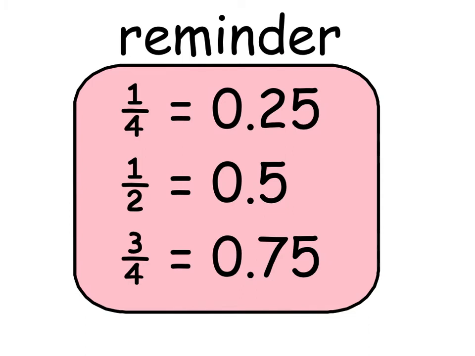Before we start, I just want to remind you of these common decimals, and you should know these. You should know that a quarter is 25%, 0.25 as a decimal. A half is 0.5 and 3/4 is 0.75. That's going to help us today with our calculations, because instead of typing in a quarter, we'll type in 0.25. Instead of typing in a half, we'll use the decimal forms, because they're just easier to type in. So that's worth copying down.